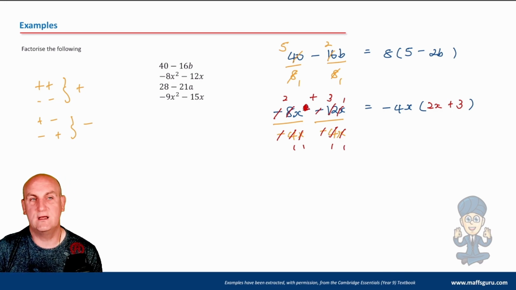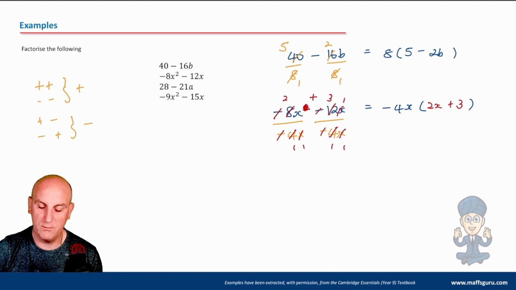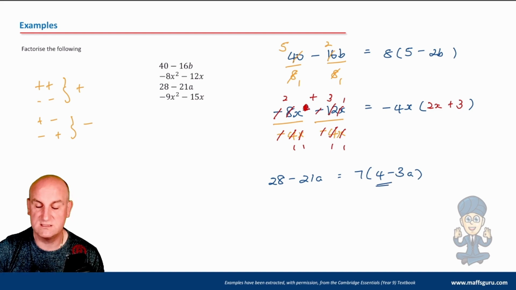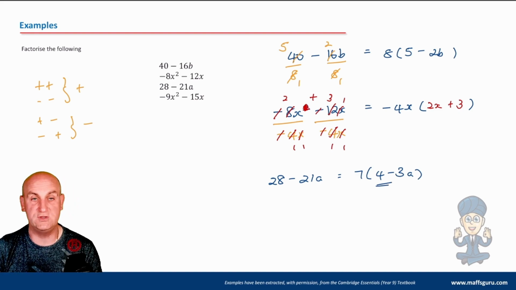All right, now the next 2 examples are exactly the same, so I'm going to leave those to you to have a go. But what I'll do is I'll try and write down the answers first to see whether you can get there first. So 28 minus 21a, highest common factor is going to be 7. So it's going to be 4 minus 3a. That's my answer. See whether you can actually do it by doing the division.